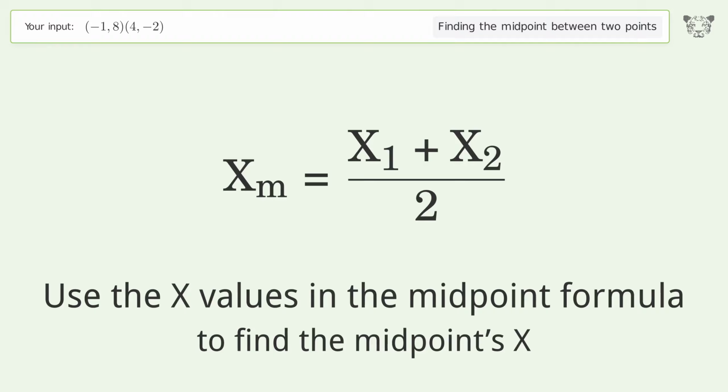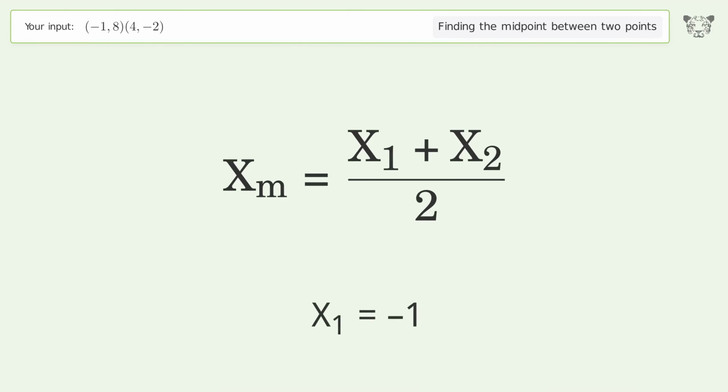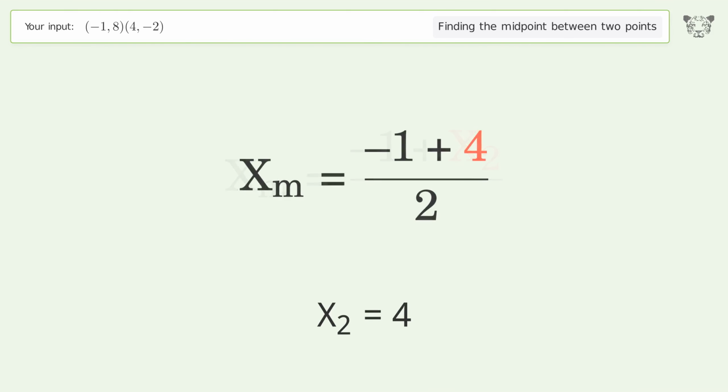Use the x values in the midpoint formula to find the midpoint's x. x1 equals -1. x2 equals 4. Simplify the arithmetic.